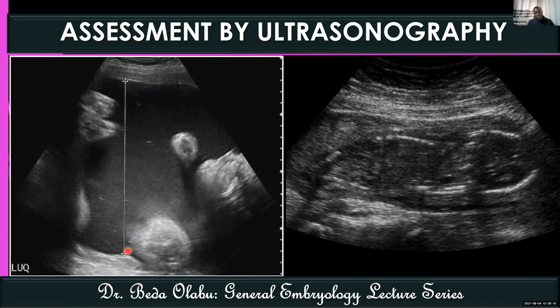This is polyhydramnios. On the second image, we hardly see any pocket of fluid, perhaps that or that. And this is what we call oligohydramnios. So you'll remember that we make a diagnosis of oligohydramnios if the amniotic fluid index is less than 5 centimeters. If it is between 5 to 8, we call that borderline low, and 8 to 20 is normal. If it's between 20 to 25, we call that borderline high, and above 25 is polyhydramnios.